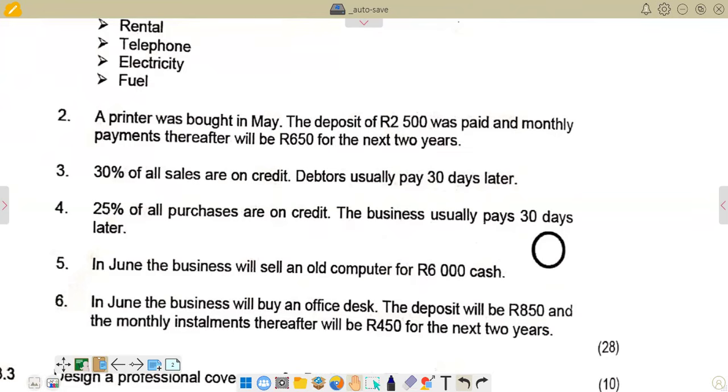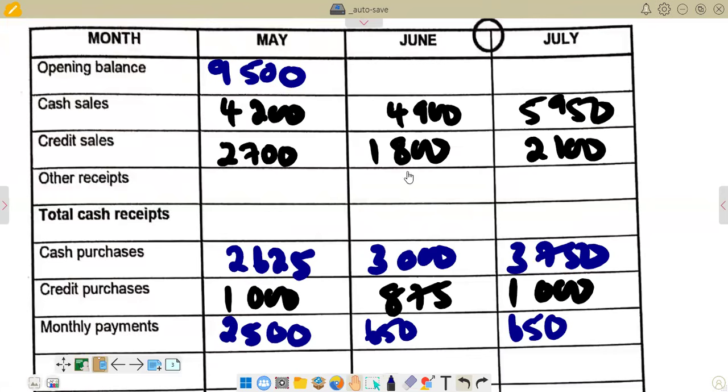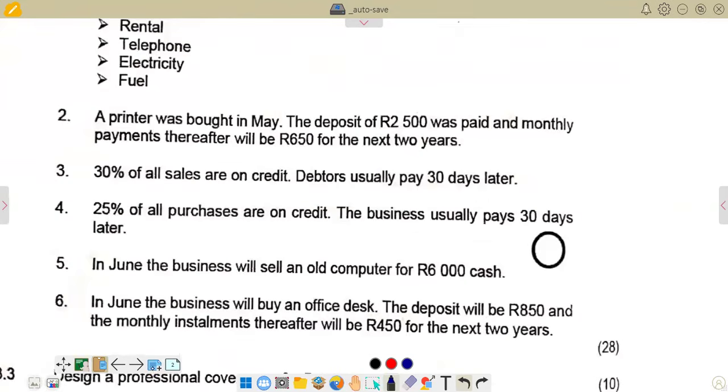So 6,000, we go on other section, we put in the row of other receipts, that is here. And we are saying this is happening in June. So we've got 6,000 under other receipts. And then we can go back to see the next one.